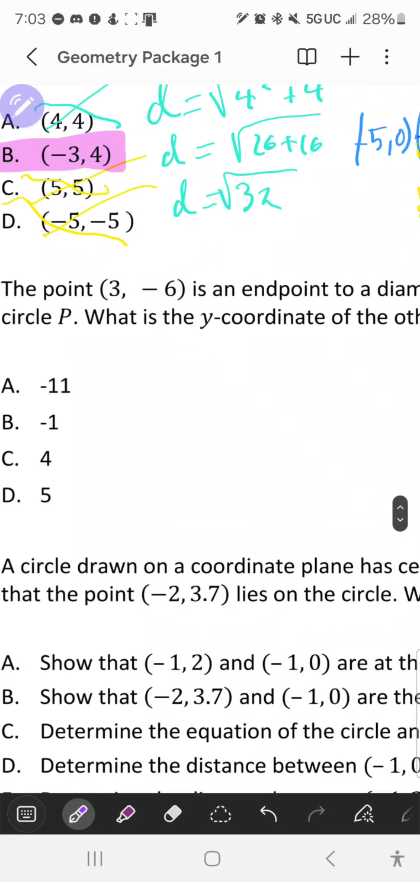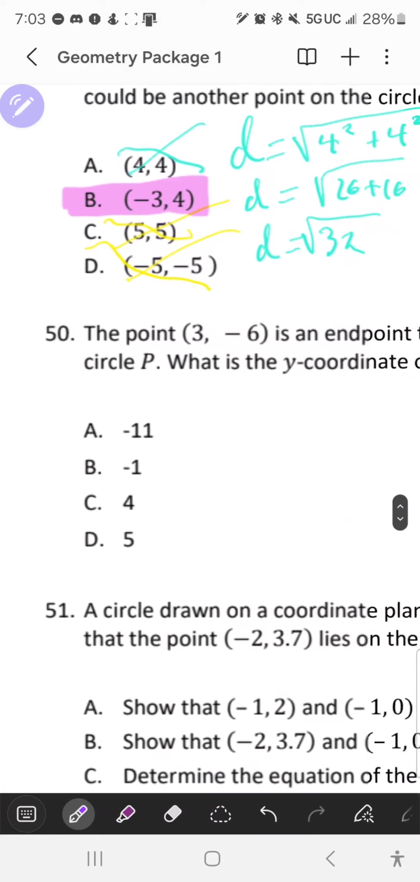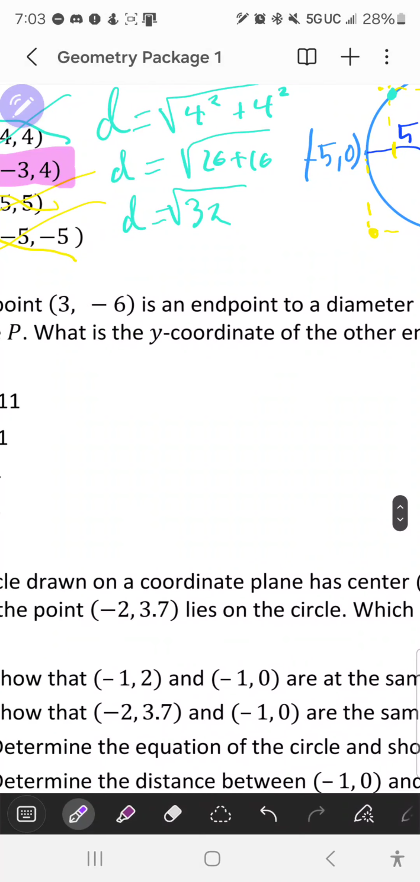Now the problem is saying that the endpoint of a diameter, so one point on the line of the circle, is going to be 3, negative 6. So I make my circle.